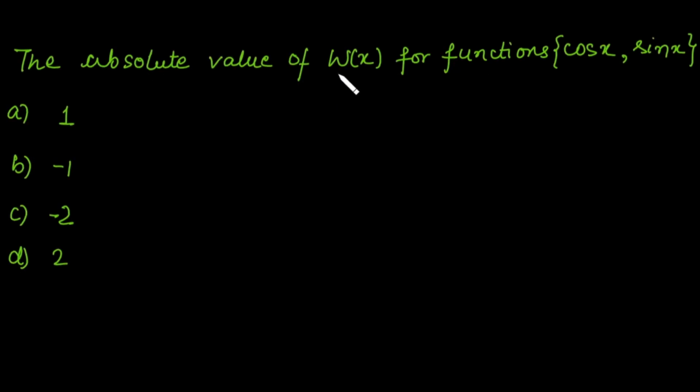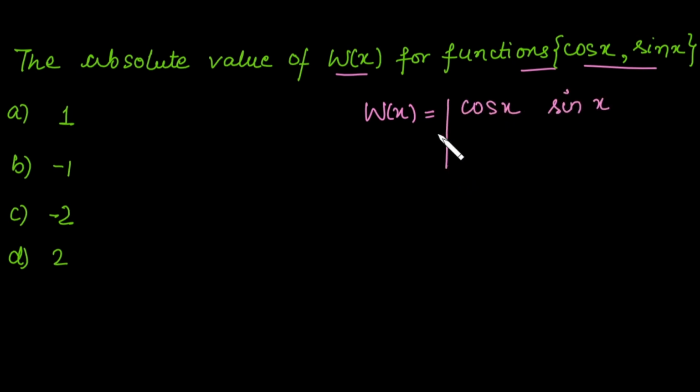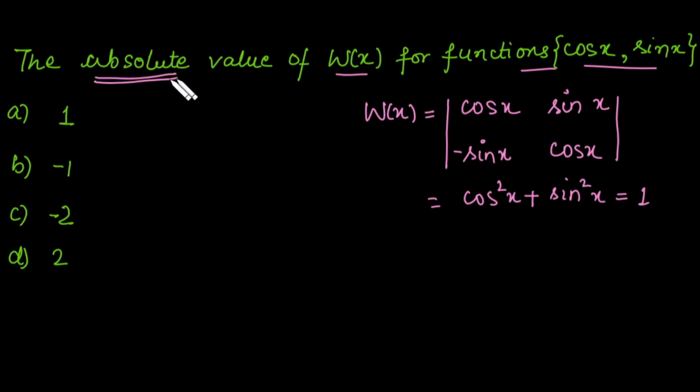Next question is, what is the absolute value of the Wronskian for this case? So first let's calculate the Wronskian. Wronskian in this case is the determinant of cos x, sin x. We are taking the two functions, so its matrix order is 2 by 2. Cos x derivative is minus sin x. Derivative of sin x is cos x. Take its determinant, it is cos square x, minus minus will be plus sine square x, that is equal to 1. Now the point is, what do we mean by absolute value? Absolute means we need to take the modulus value of the Wronskian. So what is the mod of 1? That is equal to 1. If the number is negative, the answer should be positive. This is the meaning of absolute value, and in this case the answer is option A.